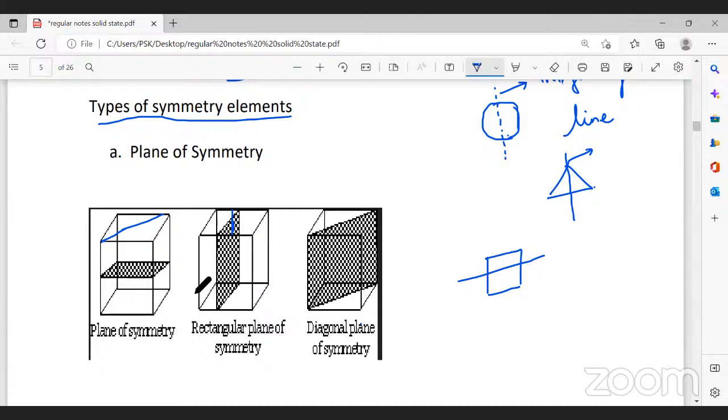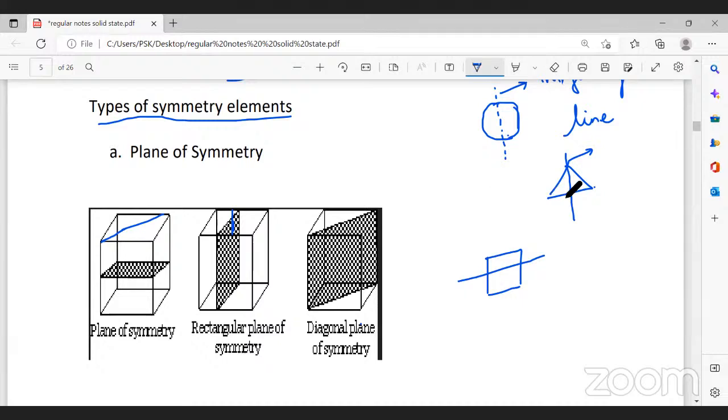Now, a cube has 3 types of plane of symmetry. What are the 3 types of plane of symmetry? One is a general common plane of symmetry, which divides the molecule into 2 equal halves. The next is a rectangular plane of symmetry. Third is diagonal plane of symmetry. You all know what is diagonal plane of symmetry, yes or no?